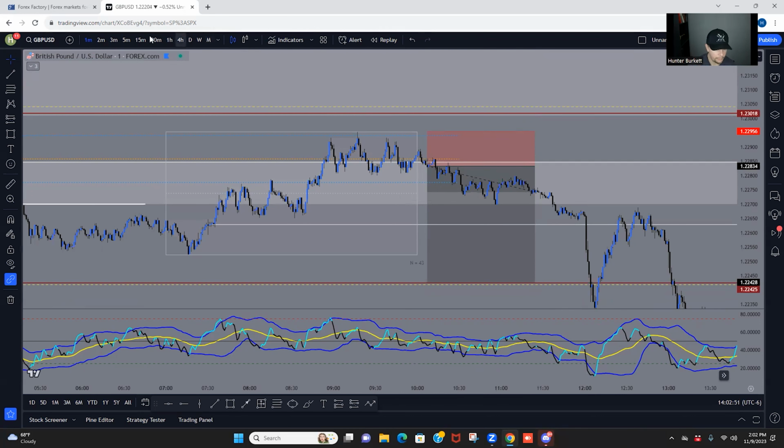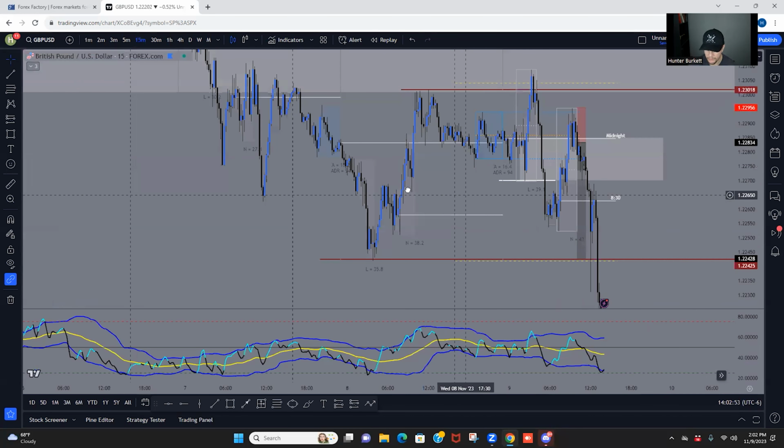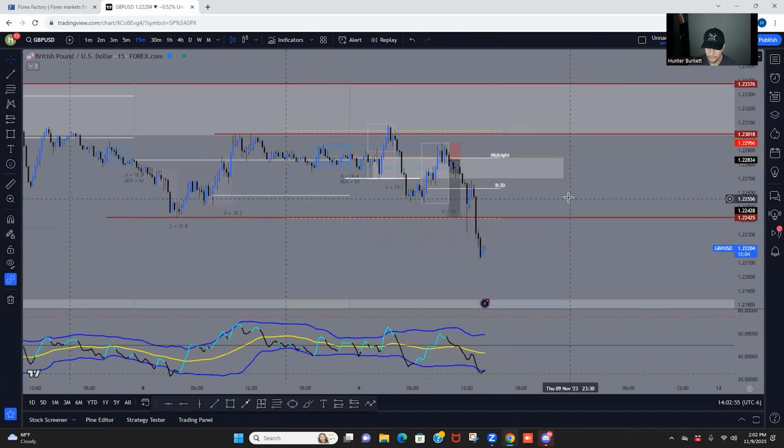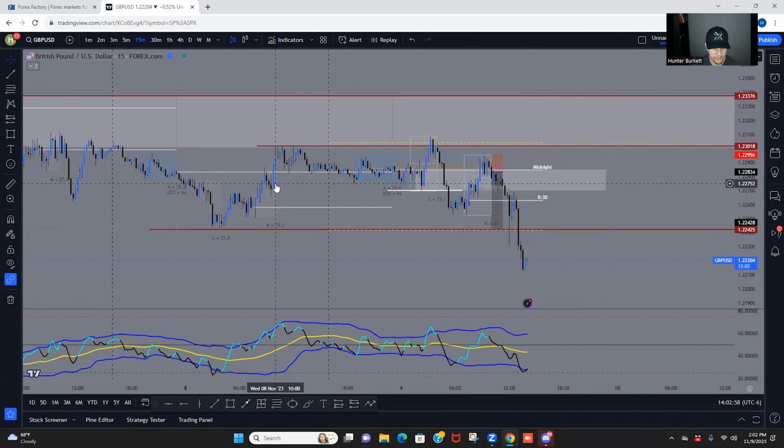All pure off of just being patient and waiting for the setup. That's it. Being patient and waiting for the setup. You have a high. You have accumulation. You're waiting for timing. You're not entering in here. None of that. London gave you the manipulation. It gave you the displacement. New York gave you the retracement. There's the distribution right here.